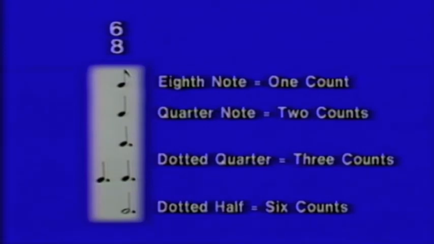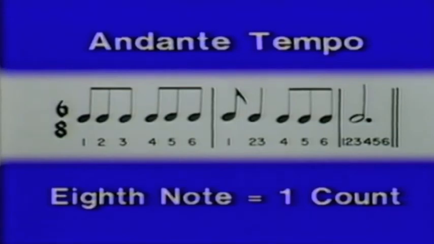Here are some examples. In 6/8 time, the 8th note gets 1 count. The quarter note gets 2. The dotted quarter gets 3, and the dotted half gets 6. This is at an andante tempo. Remember, the main beat is now an 8th note. Every tick represents an 8th note.